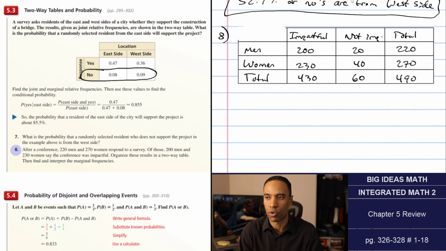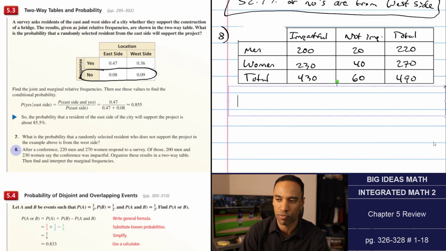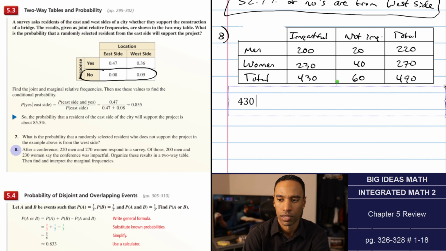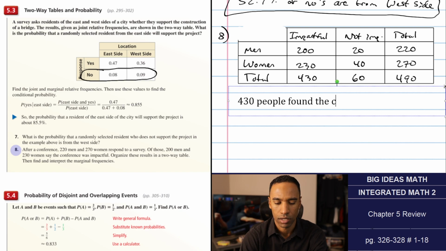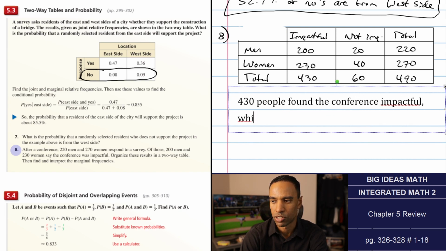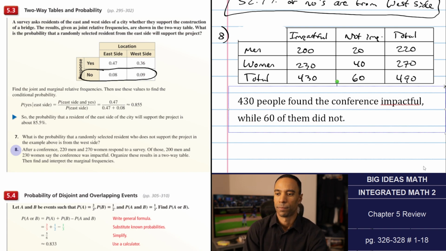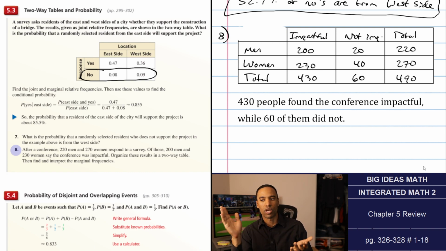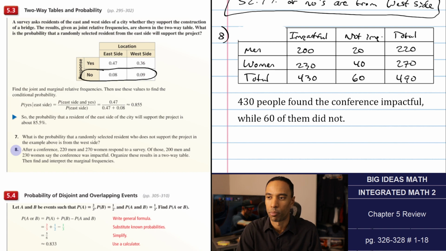Finding and interpreting the marginal frequencies. Once again, we already know the totals for men and women, so I'm just going to interpret the new ones that we just found. 430 people found the conference impactful, while 60 of them did not. I'm not restating the 220 and 270 because we already said those. That's the first thing they said in the problem. So I hope that's okay.